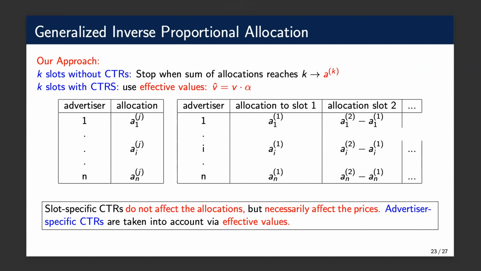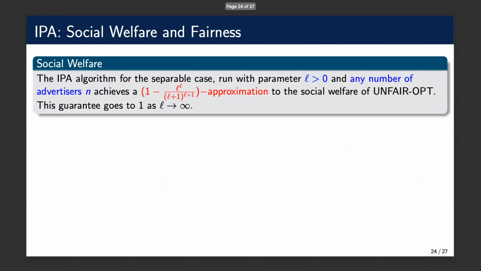Sorry, something I forgot to mention: when we are computing this matrix, rather than feeding the algorithm with values, we need to feed it with values times alpha, or effective values. So we can see that advertiser-specific CTRs do in fact appear in our allocation.